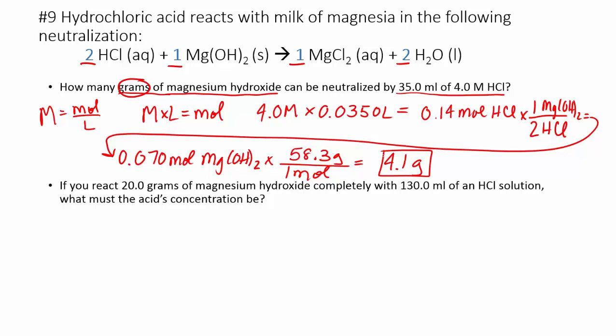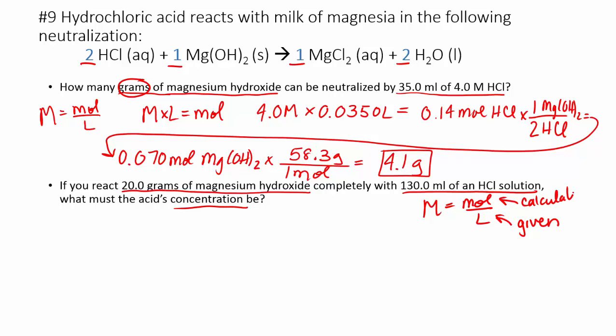All right, and let's take a look at the second problem. We're given a mass of magnesium hydroxide and we're given a volume, and we're trying to find a concentration. So we're trying to find concentration, remember, and that's moles per liter. The volume you are given, so that means we must need to calculate the moles of HCl. And we have a stoichiometry problem here. We're given some value about magnesium hydroxide. We know the mole ratio between HCl and magnesium hydroxide, so we should be able to do this using some stoichiometry. Okay, we've got 20.0 grams of magnesium hydroxide.